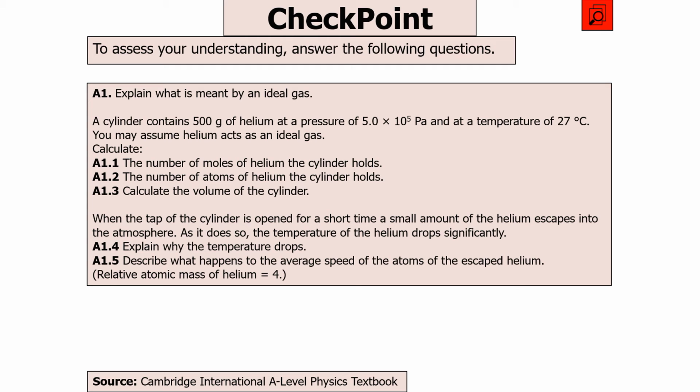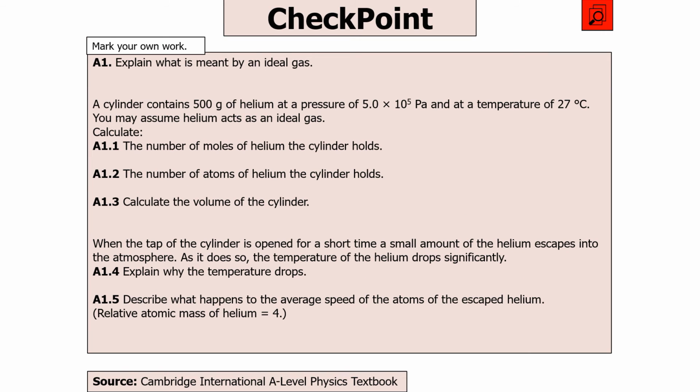When the tap of the cylinder is open for a short time, a small amount of helium escapes into the atmosphere. As it does so, the temperature of helium drops significantly. Explain why the temperature drops, then describe what happens to the average speed of the atoms of the escaped helium. So pause the video now, then unpause the video when you want to go through your answer.